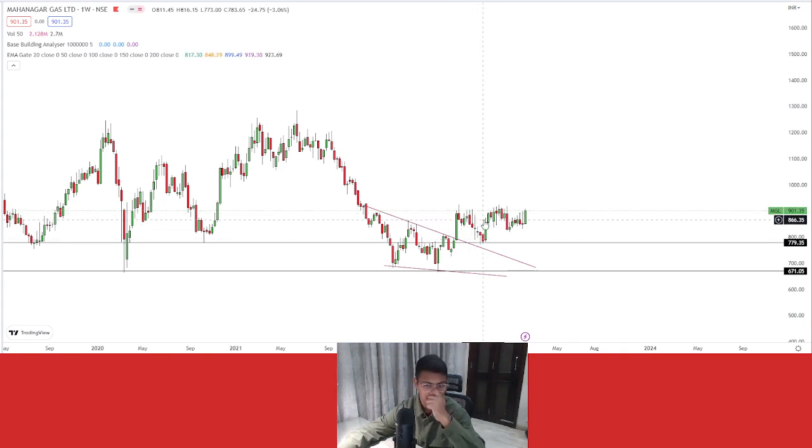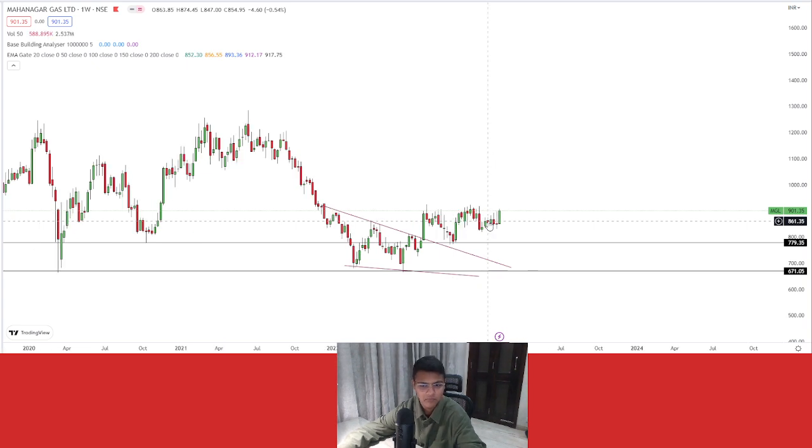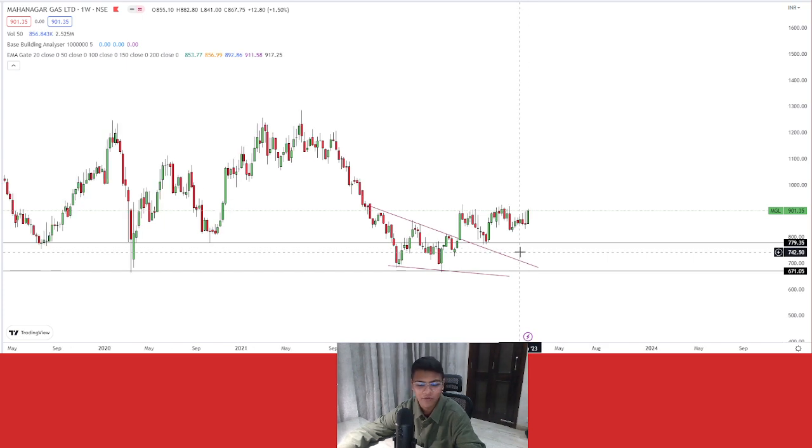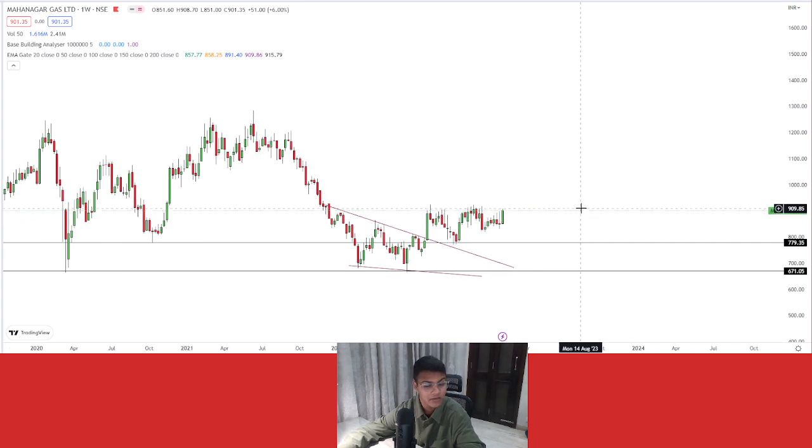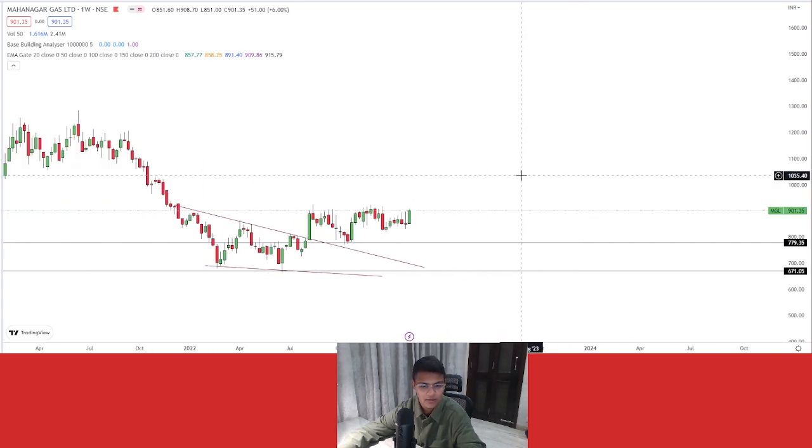I always like to time my entries on the daily chart because the weekly chart I believe is too slow and takes time to form. So for my analysis, I can use the weekly chart to analyze the trends and how the stock has moved in the past. But for timing my entries and taking them, always use the daily chart. So in a moment, we'll go to that also. Let's further continue our analysis.